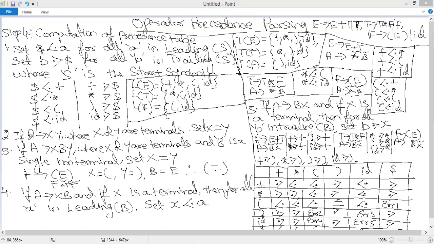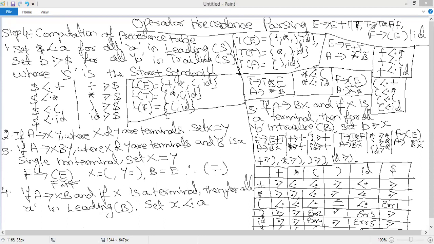The second rule is: if A tends to xy, where x and y are terminals, then set x equal to y. Unfortunately, in our production rules, there is no production rule in such a format. All the components in the right hand side should be terminals. There is no such production rule in our problem.